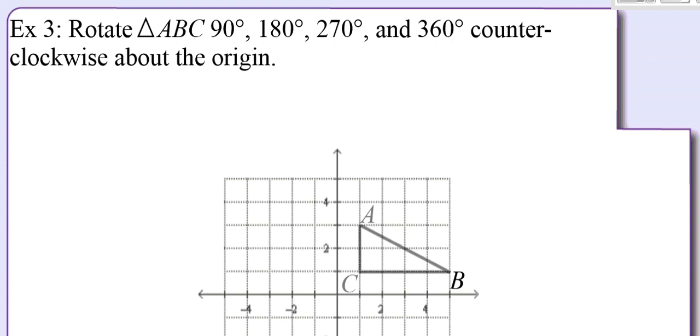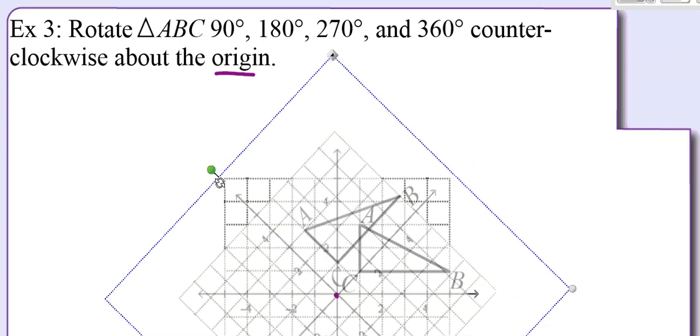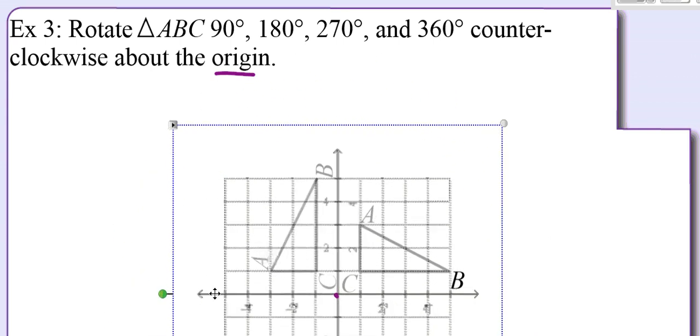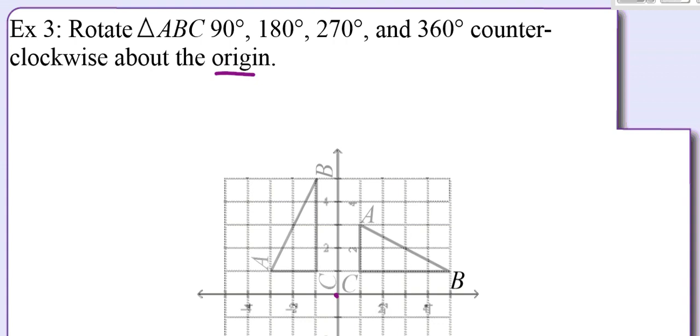So here we're asked to rotate 90, 180, 270, and 360 degrees counterclockwise. So you can trace it and then hold the origin still because it says around the origin. Trace it and hold the origin still, and then you just have to kind of peel up your tracing paper and then draw where the points were. So hold the origin still, rotate it around, it ends up right there. And you can kind of lift up your paper and draw your triangle.